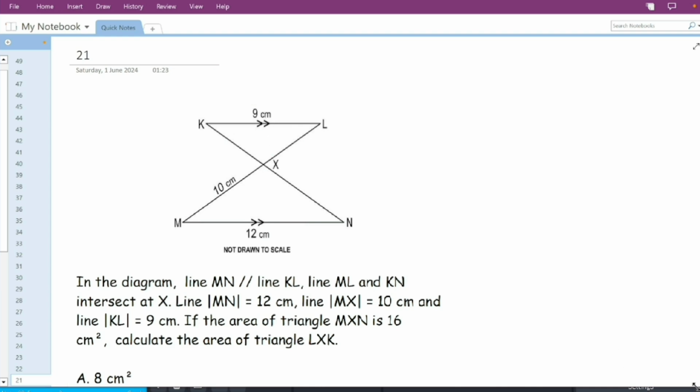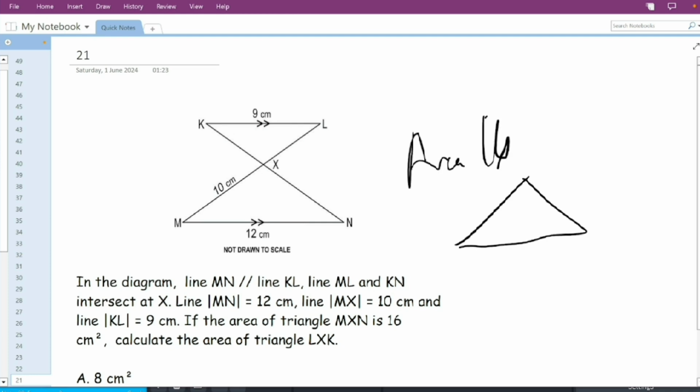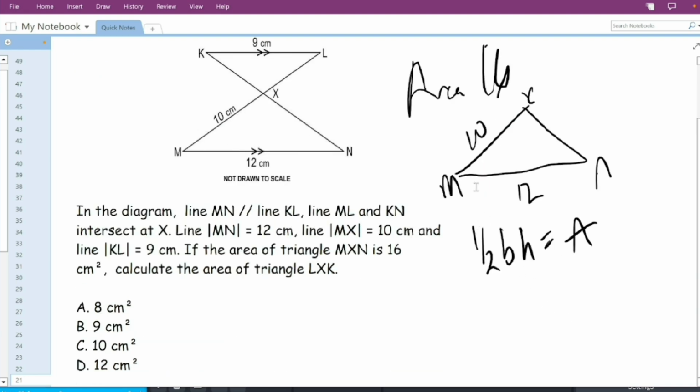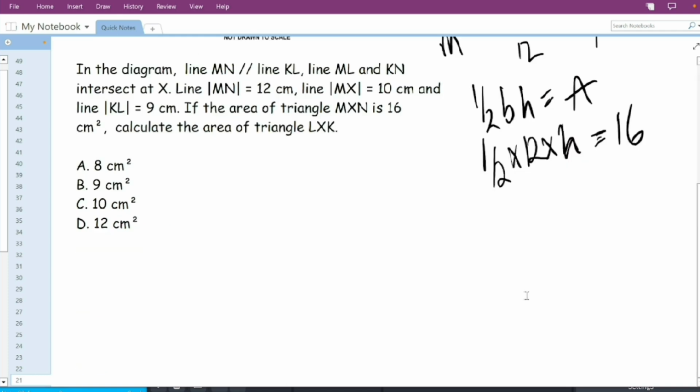Since the area of the bigger triangle MXN is 16, that's area equals 16. That's the area of this big triangle where you have 10, 12, you have your X, M, N. The area is 16. Then the formula for area is half base times height equals our area. We will take this 12 as our base. As we have half times your base, which is 12, times your height, which is unknown, equals 16, which is the area. You can say 2 here 1, 2 in 12 is 6.